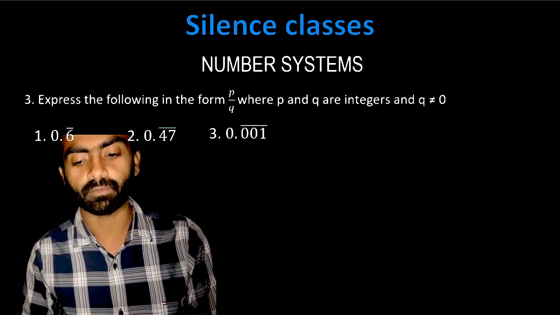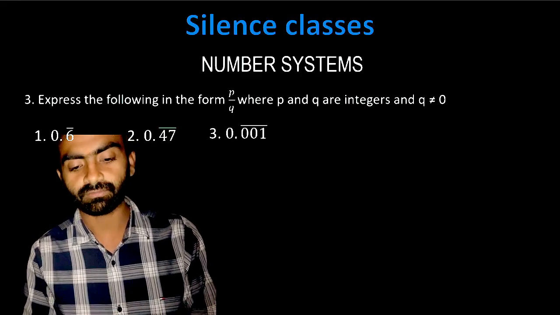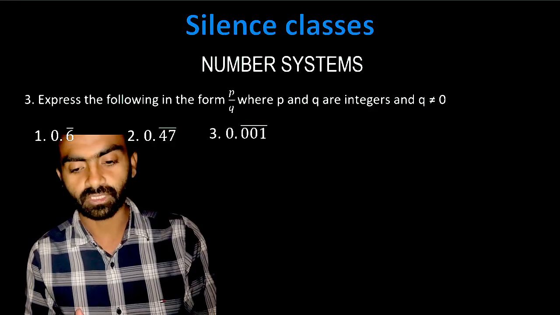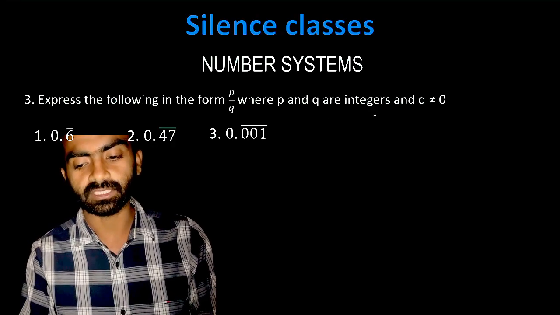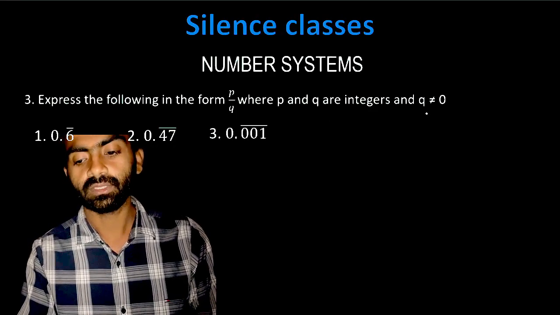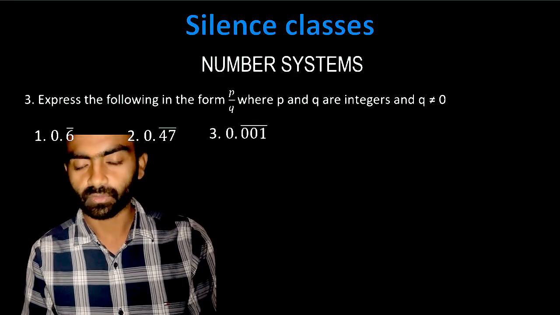Express the following in the form of P upon Q, which means we have to express these in the form of rational numbers where P and Q are integers and Q is not equal to 0.